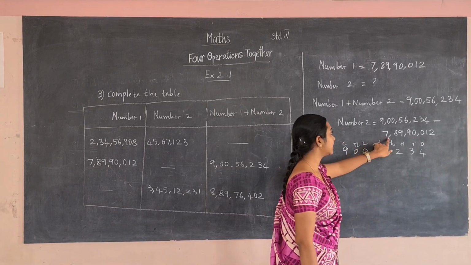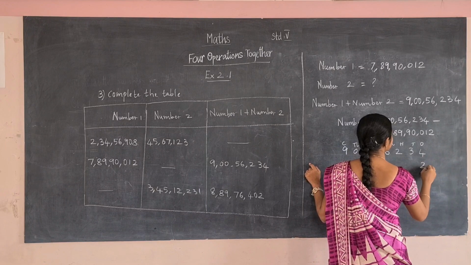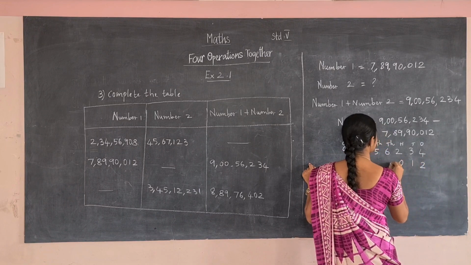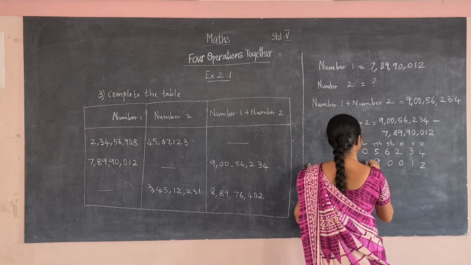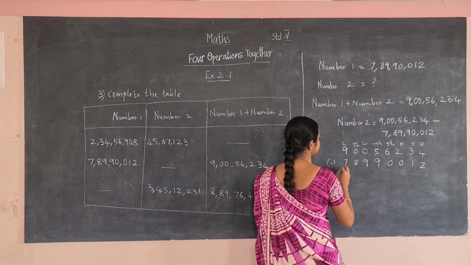Now write the second number. To write the second number, you have to start from the right. So 2, 1, 0, 0, 9, 9, 8 and 7. We are going to subtract these two numbers.